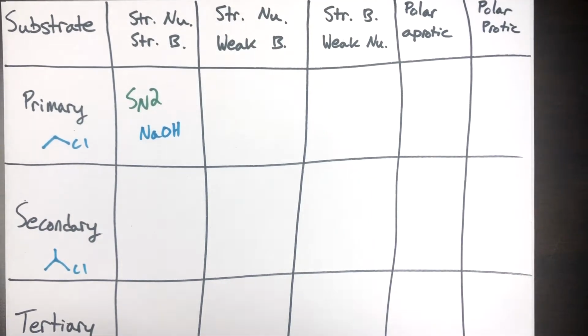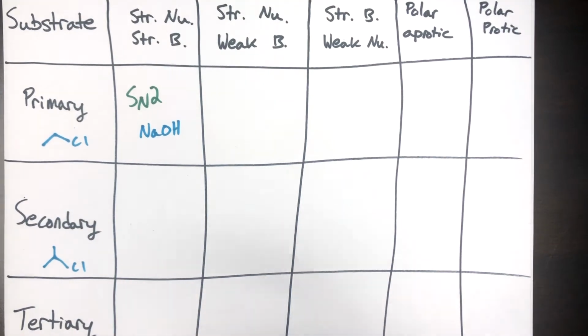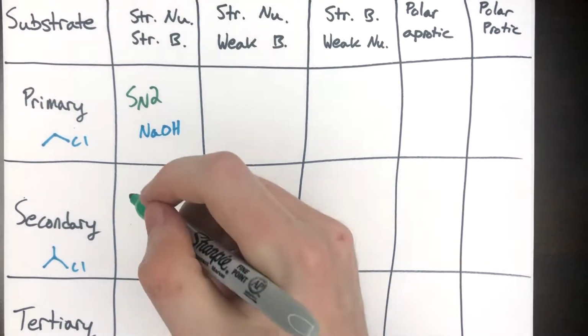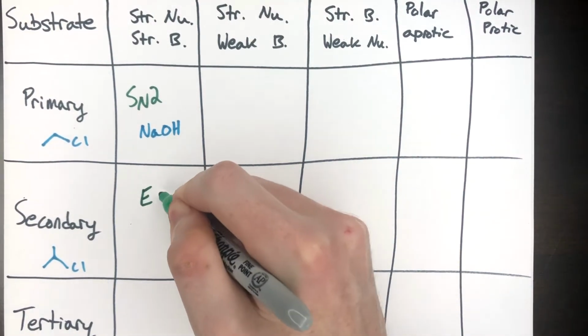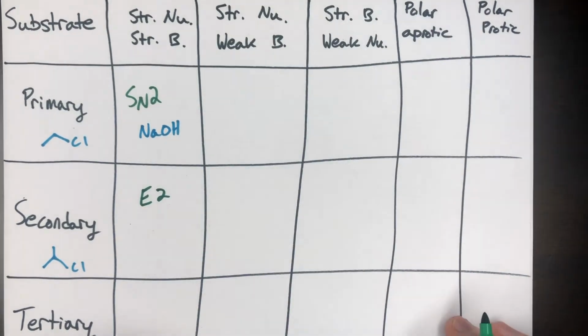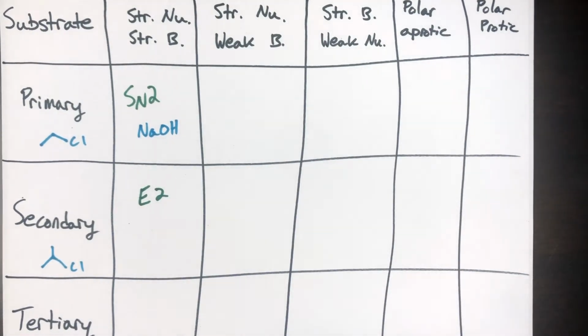Then, if you do the same thing with secondary, this will be an E2 pathway. And again, this could be NaOH, or there are some others, but NaOH is a good example. It's both a good nucleophile and a good base. So the reason that elimination will predominate now when we get to a secondary substrate as opposed to primary is because, in general, acid-base chemistry is faster than substitution.